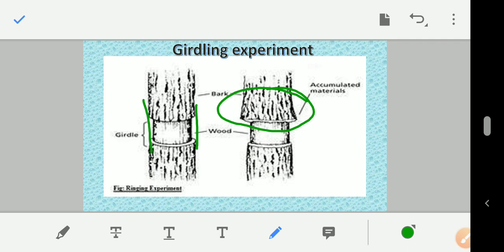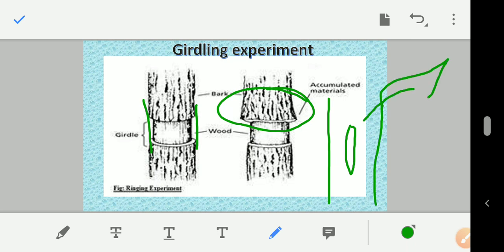What will happen if xylem is removed? Look here, suppose this is a stem and from here xylem is removed from the center. Xylem अंदर होता है and these are the leaves of the plant. On removal of xylem, water is not transported through the xylem, so this leaf will droop. बेचारी थोड़ी सी उदास हो जाएगी.